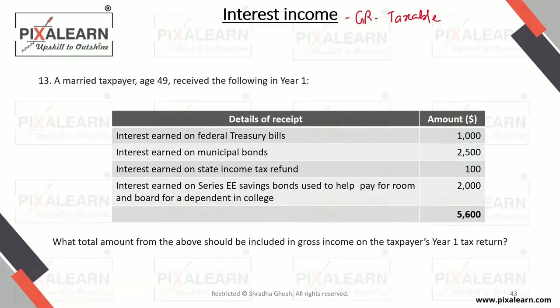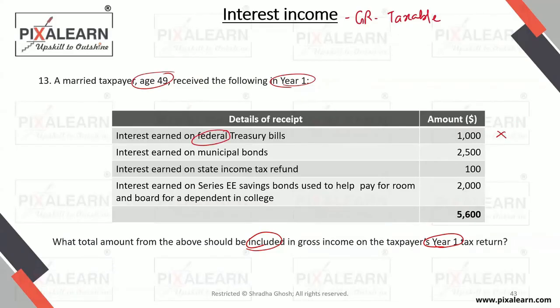The call of the question is what total amount from the above should be included in the gross income in year 1 tax return. A married taxpayer, age 49, received the following in the current year. So they're talking about the current year itself. Interest earned on federal treasury bills. This will not be included, guys.